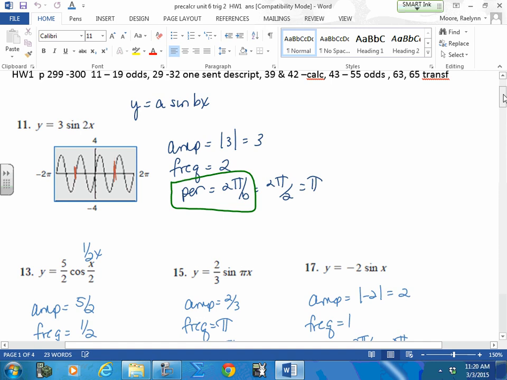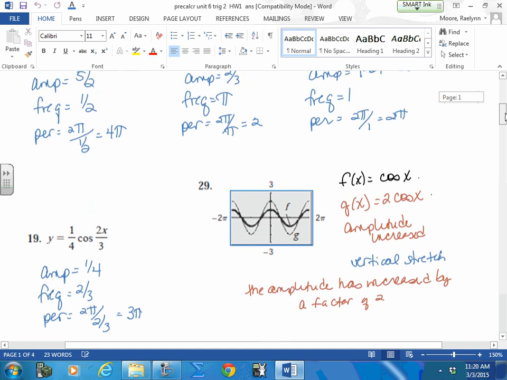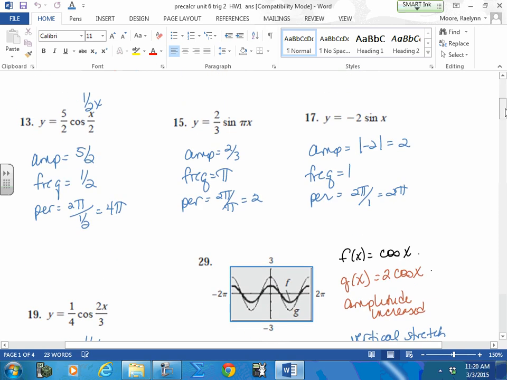The amplitude was 3. Remember, your amplitude is always positive. If it starts the other way, it was a reflection, not a negative amplitude. Okay. These guys, you just had to pull out your A and your B and find your period.